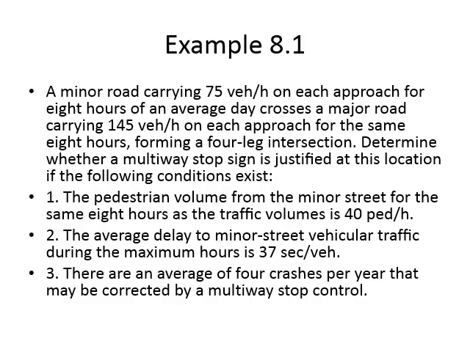Now let us look at this example. We have a minor road approaching a major road. The minor road has 75 vehicles per hour on each approach for 8 hours of the day, and the major road which it is crossing has 145 vehicles per hour for the same 8 hours on each approach. We have to find if we can put a multi-way stop sign here or not.